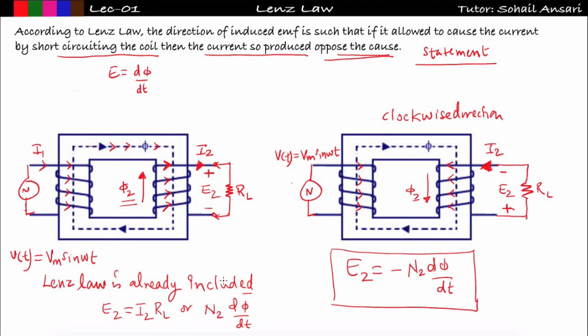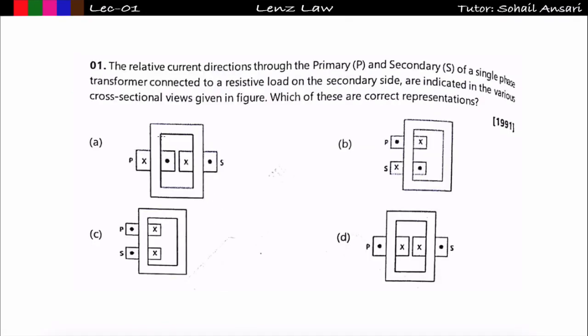Got it? So with this concept, if you have understood the Lenz law, then let us solve some previous year GATE problems. See the first problem. This has been asked in GATE 1991. The relative current directions through the primary P and secondary S of the single phase transformer connected to a resistive load on the secondary side are indicated in the various cross-sectional views. Which of these are the correct representation?